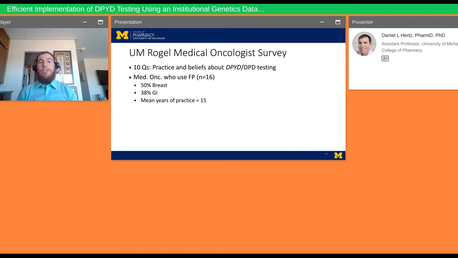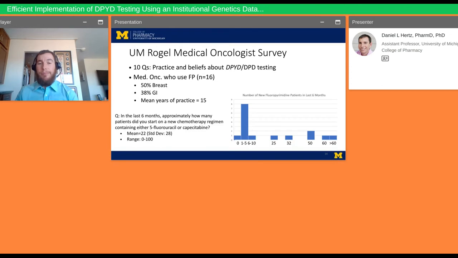We did an internal survey at the University of Michigan of our medical oncologists to understand their practices and beliefs about DPYD or DPD testing. We asked this survey to 16 medical oncologists who use fluoropyrimidine, who mostly came from breast or GI oncology. Here's a histogram of the number of patients who these medical oncologists started on a new chemotherapy regimen that contained a fluoropyrimidine. So you can see that many of our oncologists use these agents in about 1 patient per month, whereas some of our medical oncologists use these agents in 10 or more patients per month.